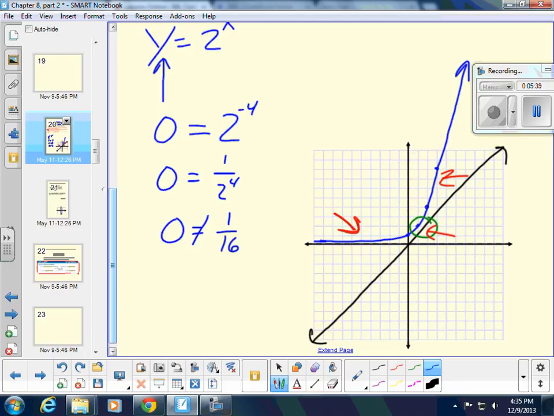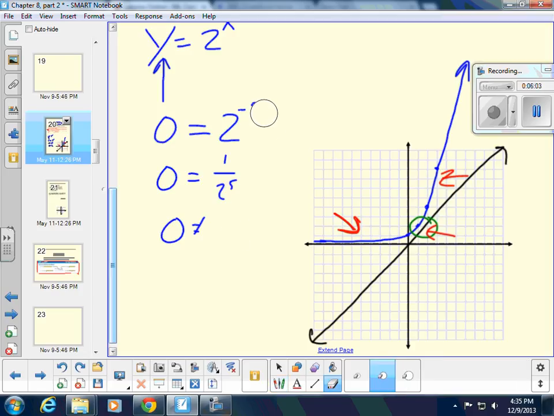Okay. What if I plug in negative 5? If I plug in 2 to the negative 5th power, well, that'd be like 1 over 2 to the 5th power, and that'd be like 1 over 32, 1/32. Is that 0? No, but it's closer than 1/16. So it's still not 0, but it is getting closer.